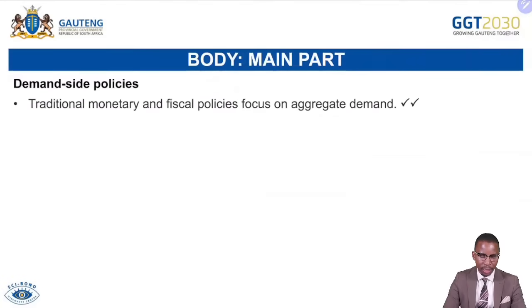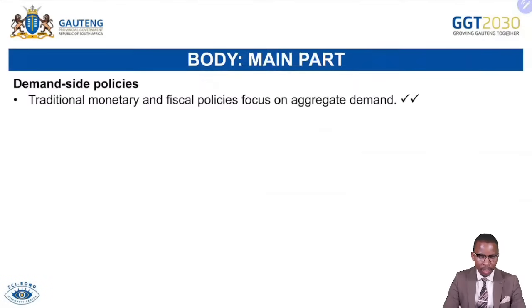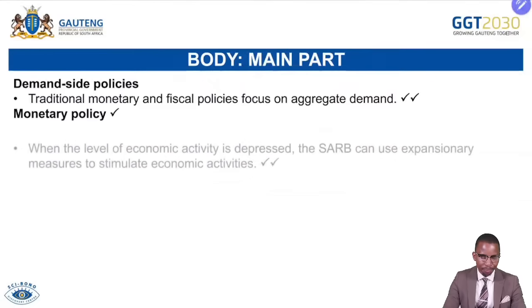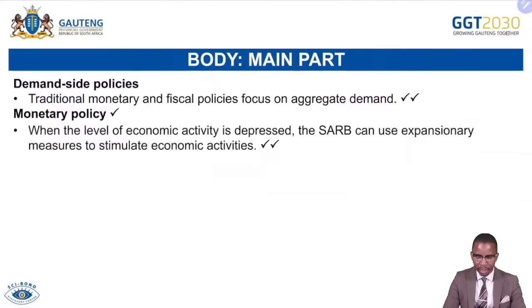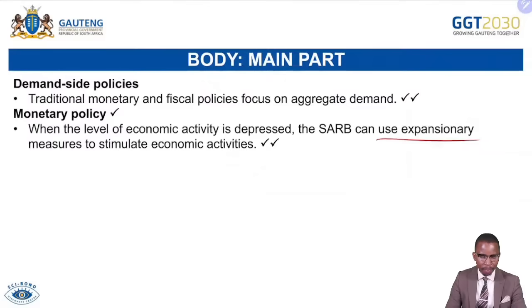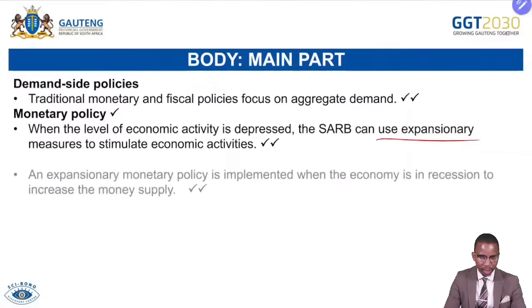Demand side policies: these are embedded in monetary and fiscal policy that focus on aggregate demand. So these are policies used by the government to influence aggregate demand. Then monetary policy: when the level of economic activity is depressed, the South African Reserve Bank can use expansionary measures to stimulate economic activities.